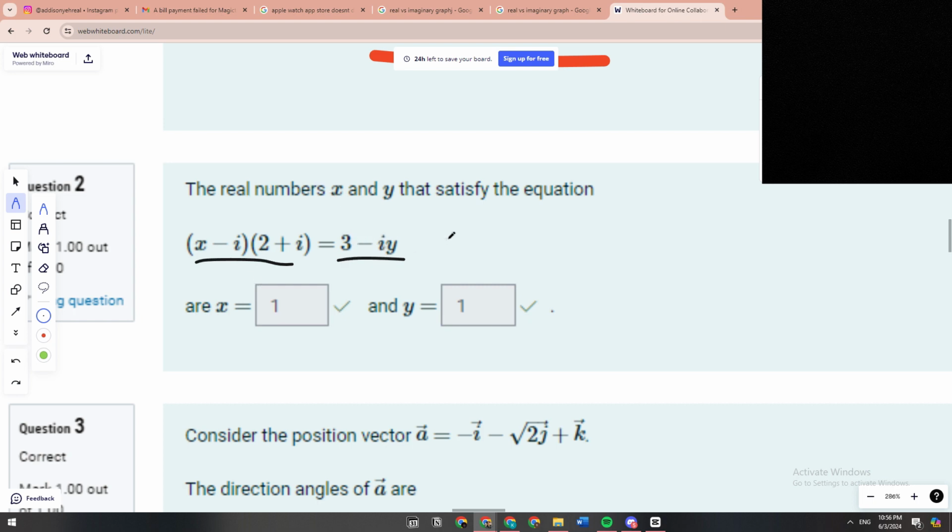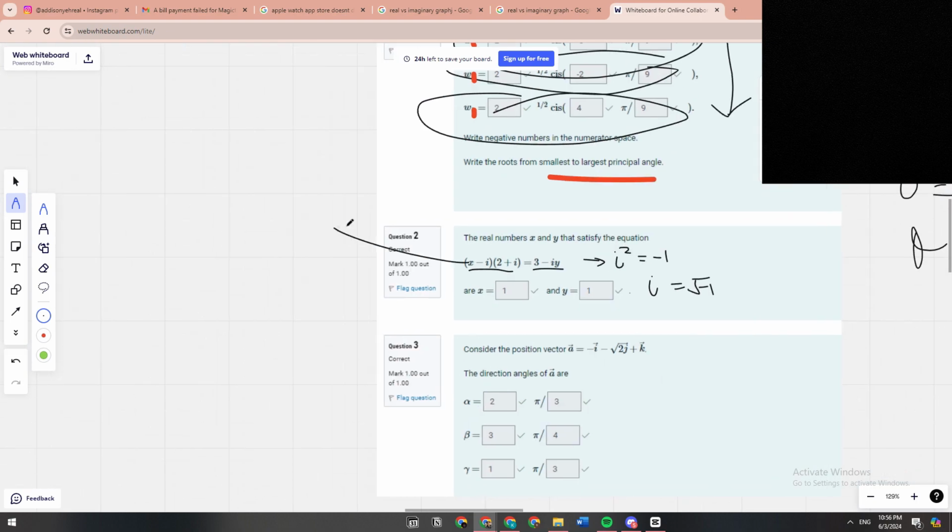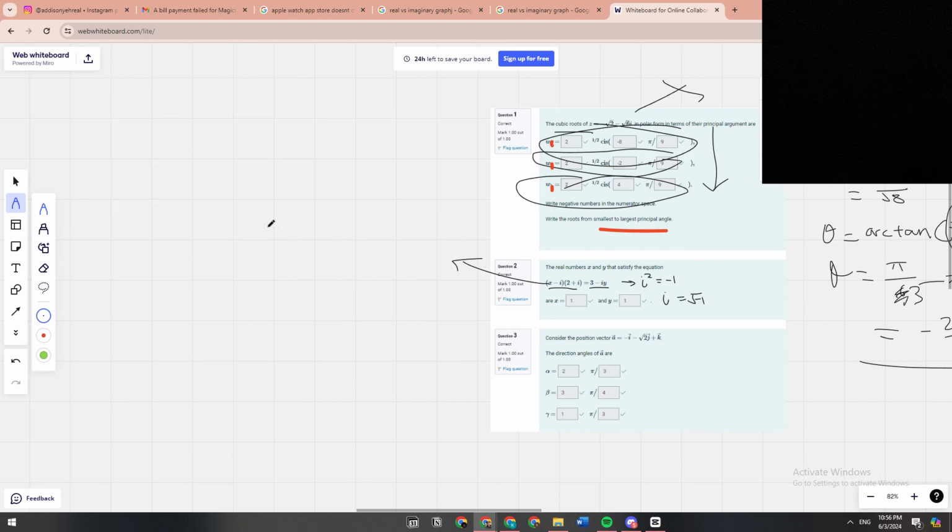But it's also a good thing to notice that i squared equals -1 because i equals root -1, which doesn't exist, but it's an imaginary number. So who knows? Congratulations, you're on the second question. What do you do? Alright, expand it.